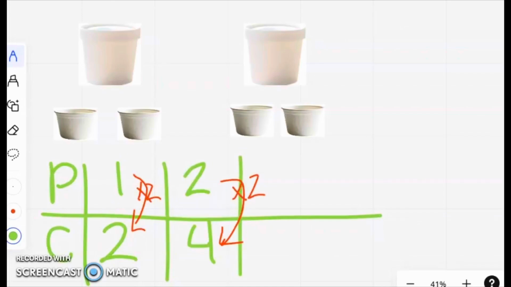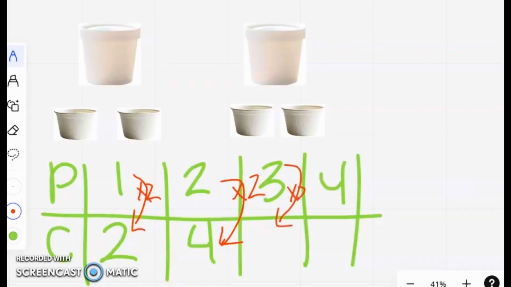And if we wanted to extend that out, we could look at more. We could say that 3 pints, following that same pattern of times 2, would then get us to 6 cups. And then 4 pints times 2 would get us to 8 cups. And we could continue that pattern on.